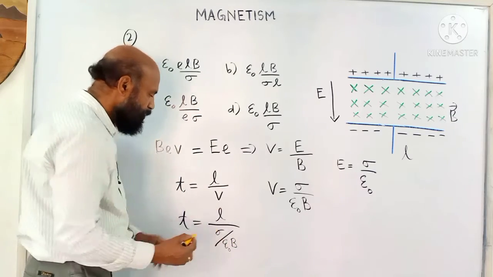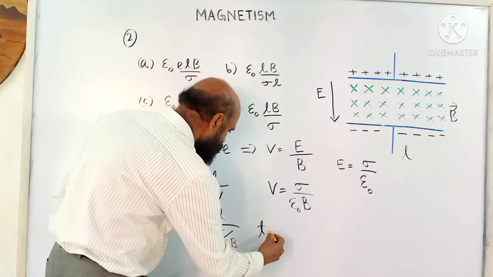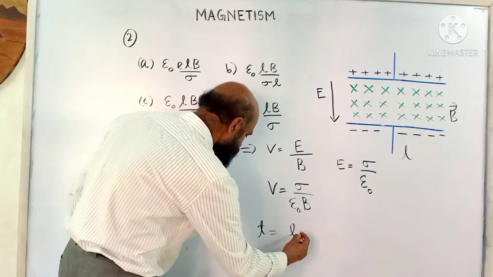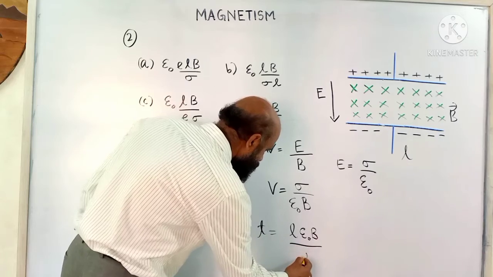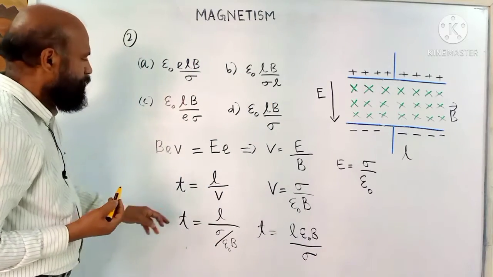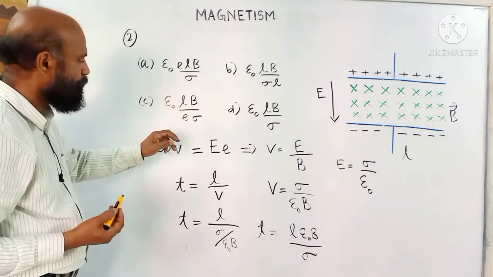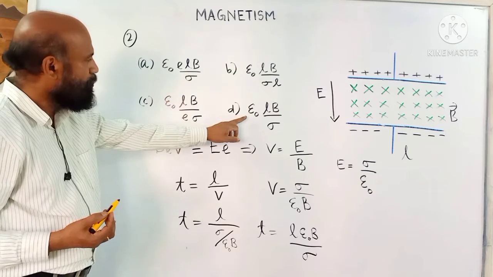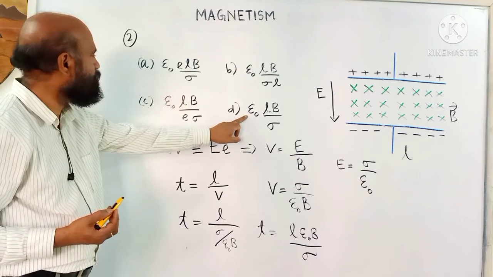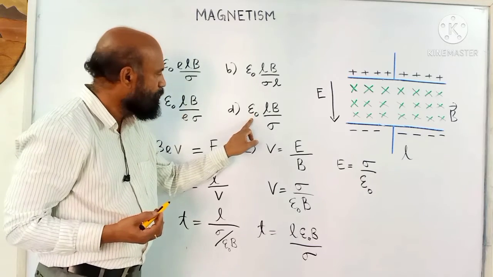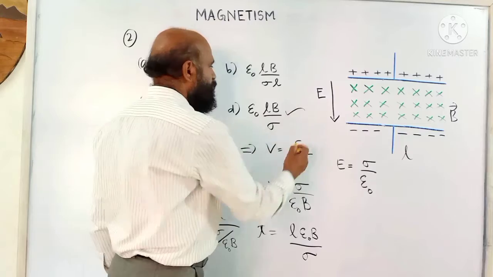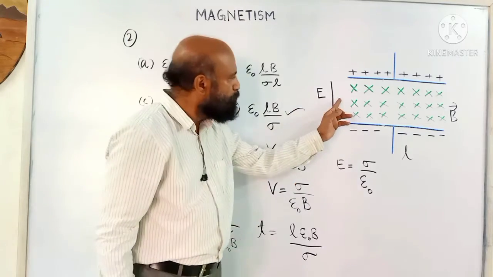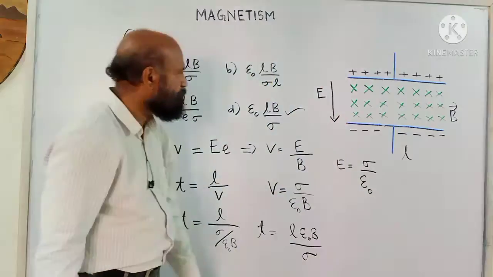So this can be written in the numerator. So T is equal to L epsilon 0 B by sigma. This is the correct option: epsilon 0 L B by sigma. So this is the time taken by the electron moving in a straight line.